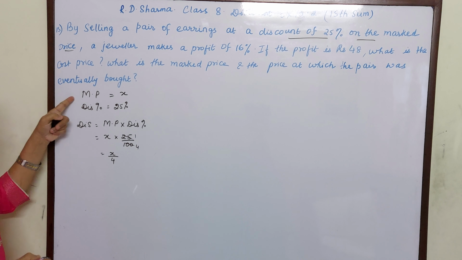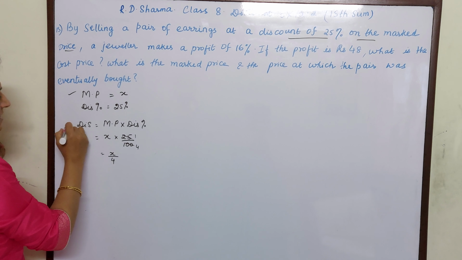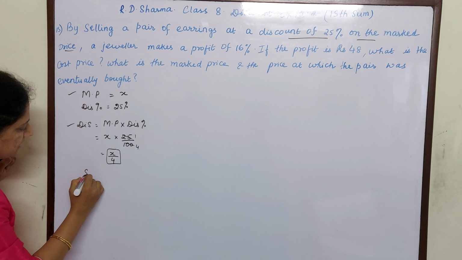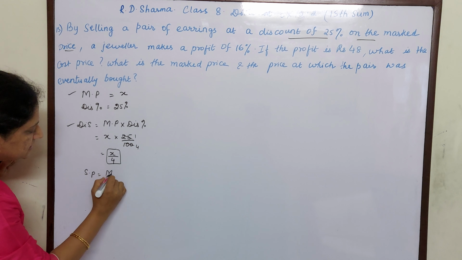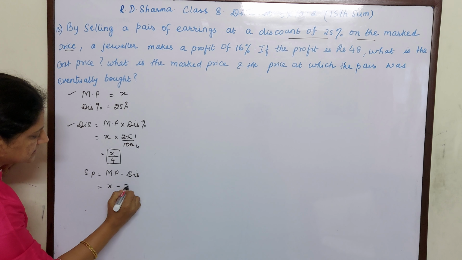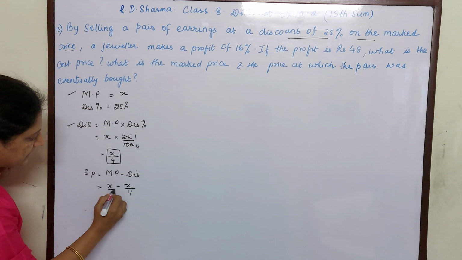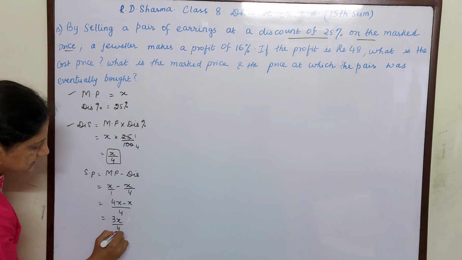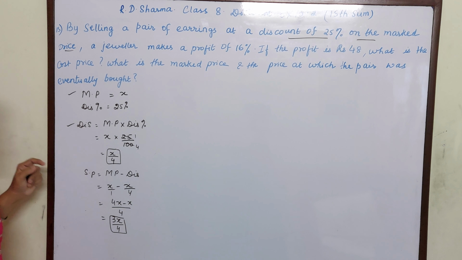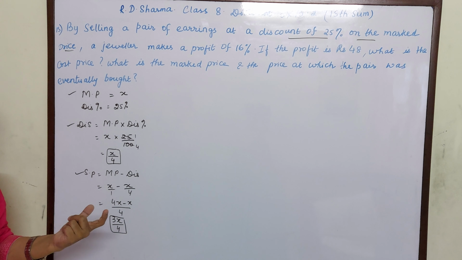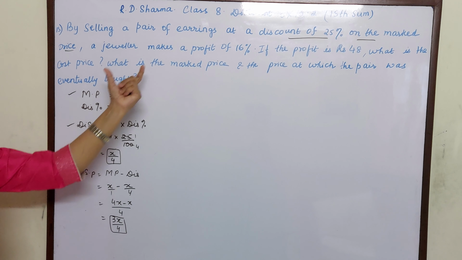Once we have the marked price and the discount, we can find the selling price. Selling price is marked price minus discount: X minus X by 4. After taking the LCM, we will get 3X by 4. So this is our selling price. Now children, these are all in terms of X, but we want numbers. So now let us move to the cost price.